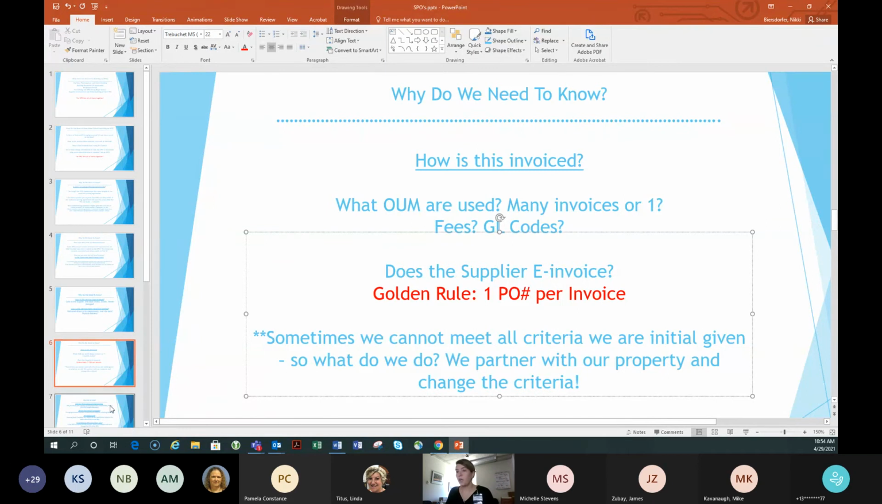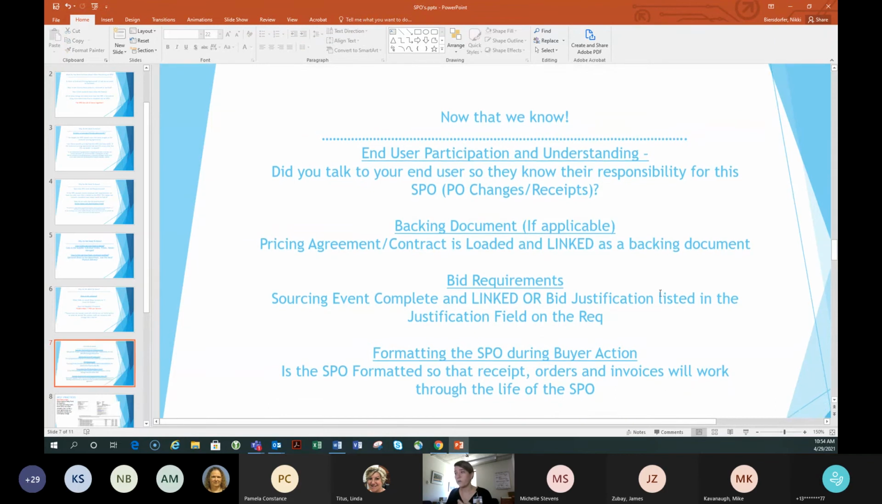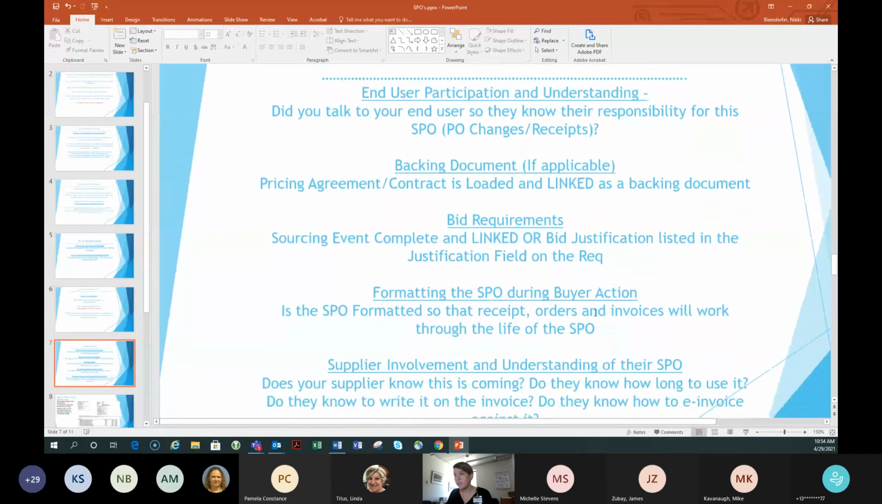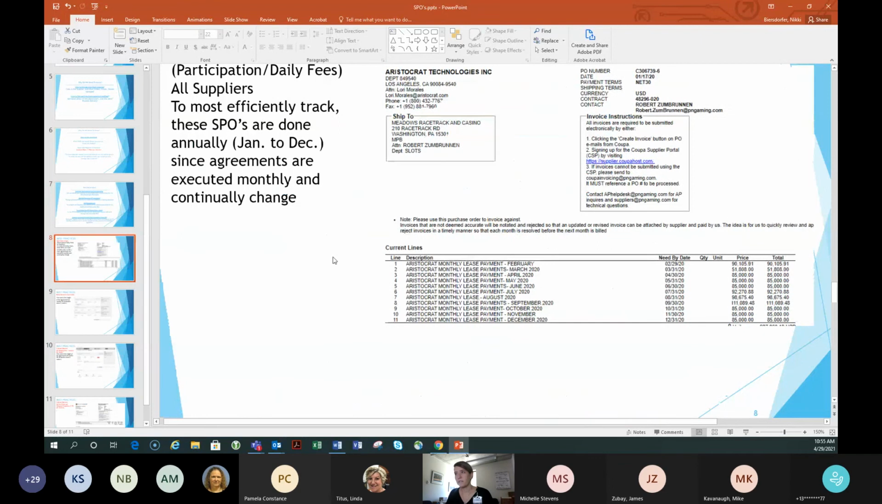Okay. So I did put together a little "now that we know" sheet, because it does talk about the specifics of why we're doing this, why it's linked. Is the SPO formatted so that certain things happen? Does the supplier know things? So this sheet is kind of like, after you gather all the information, here's all the pieces that we need to put into building the right PO structure. Okay. And then at the end here, I did give some best practices.